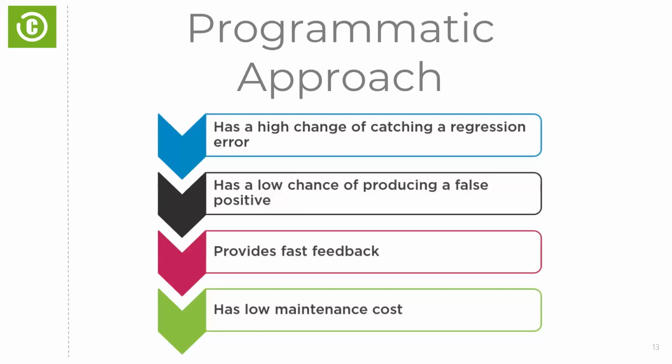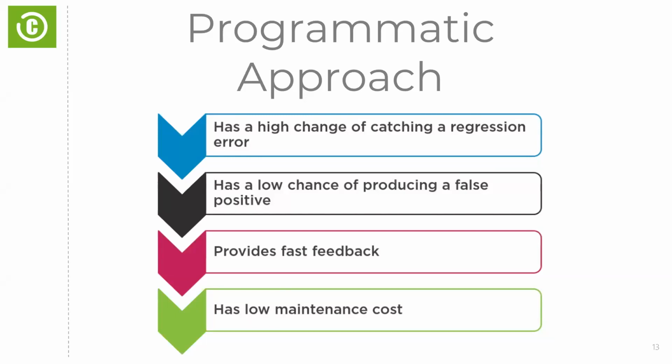Next is a low chance of producing a false positive. I'll give a daily life example. For example, in this pandemic, we see people who are not suffering from corona but are tested positive. So it can be a false alarm.